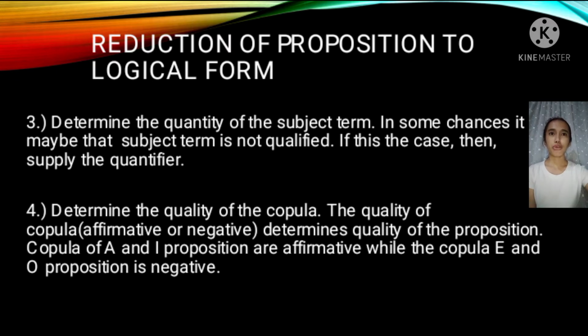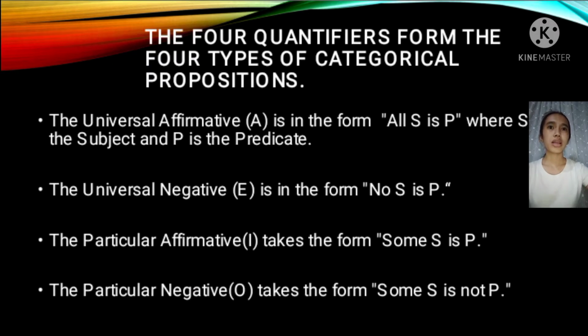Next is number 3. Determine the quantity of the subject term. In some cases, the subject term is not qualified. In this case, then supply the quantifier. The words all, some, and no are quantifiers because they determine the quantity of the subject class, and not the predicate class.